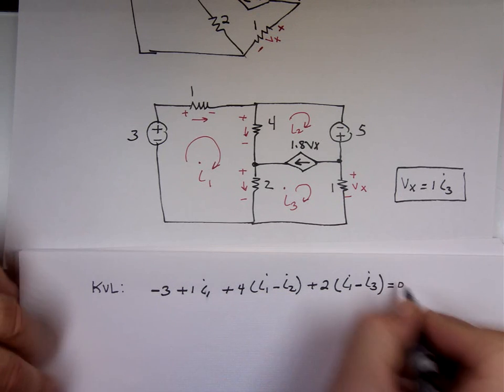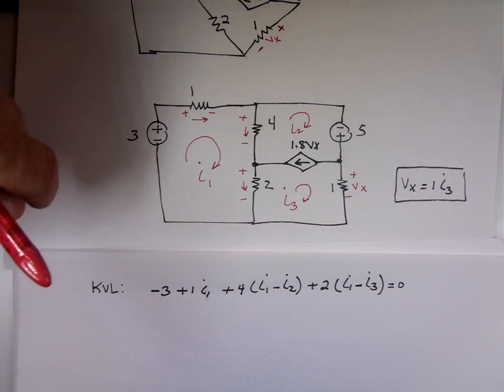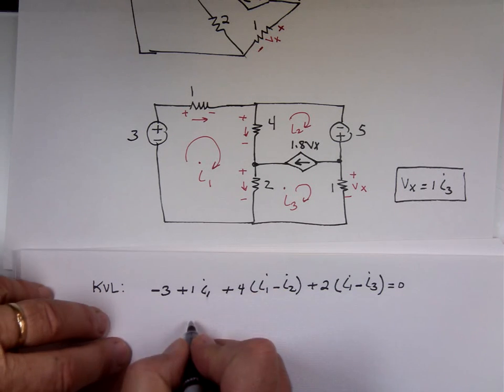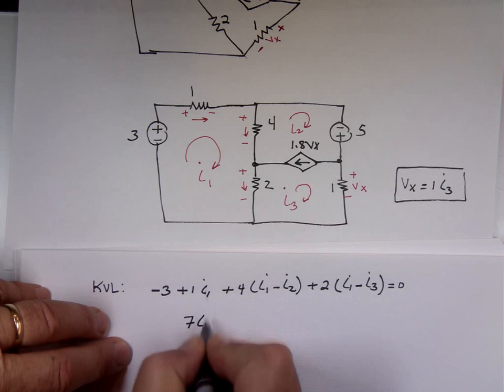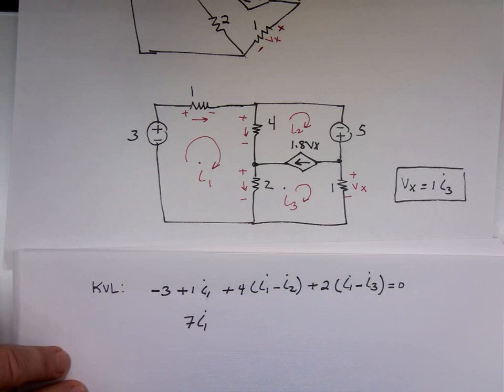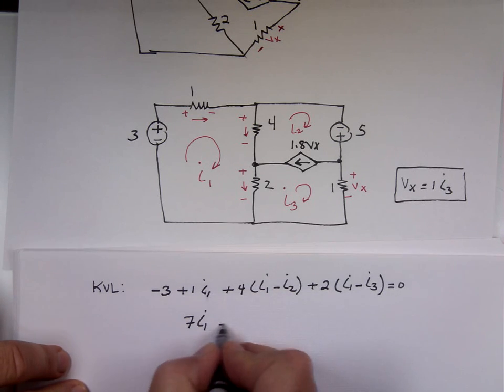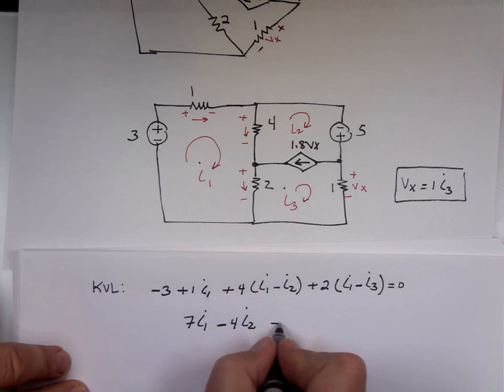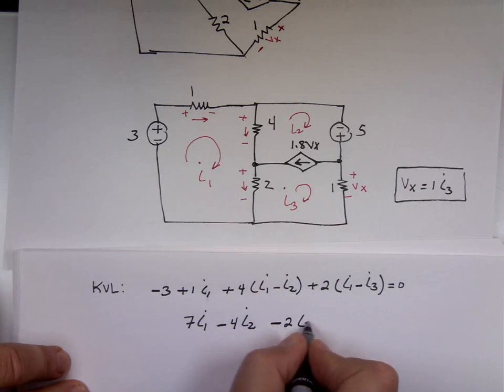Okay. Let's collect like terms and see. 1 and 4 is 5. 5 and 2, that's 7 I sub 1. Negative 4 I sub 2. Negative 2 I sub 3 equals 3.